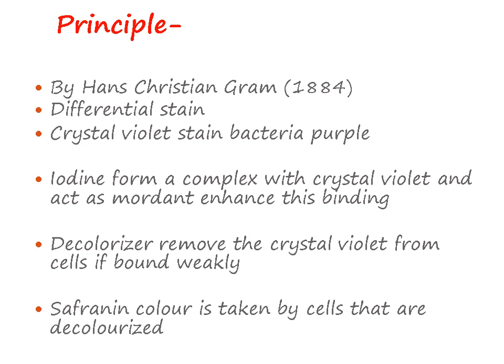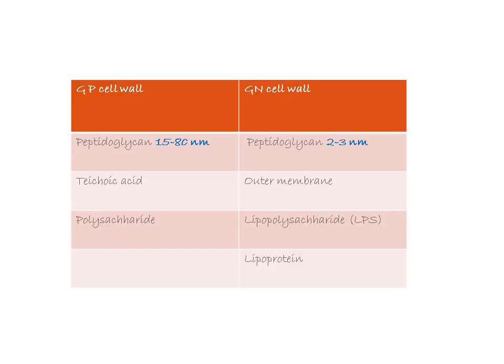So when you put safranin in, what happens? If the organism is decolorized, it will take up the secondary stain, safranin. If it was not decolorized, then it will keep the purple only. So this is the difference between the cell wall of gram positive and gram negative. We have seen in previous videos, peptidoglycan is 15 to 80 nanometer, that is, it is thicker in gram positive, but it is only 2 to 3 nanometer, very thin, in gram negative bacteria. Also lipid content is more in gram negative bacteria and less in gram positive bacteria.